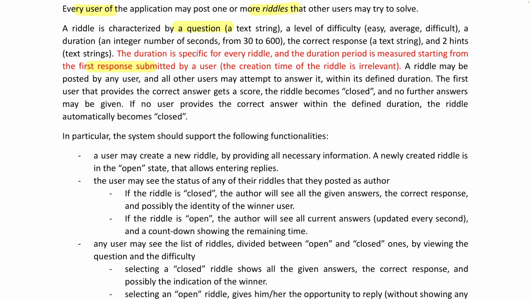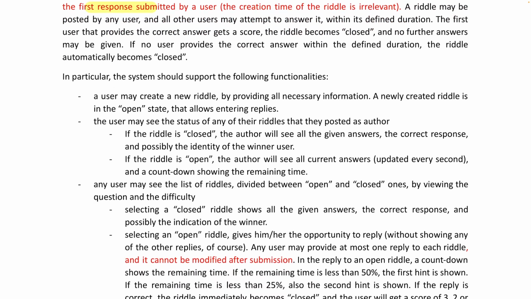by a user. A riddle may be posed by any user, and all the users may attempt to answer it within its defined duration. The first user that provides the correct answer, so here we have answer, but we already have response, so let's say for now that it seems to be the same, gets a score. The riddle becomes closed and no further answers may be given. If no users provide the correct answer within the defined duration, the riddle automatically becomes closed.